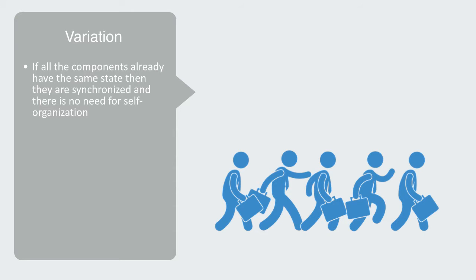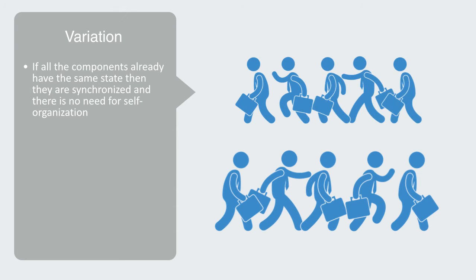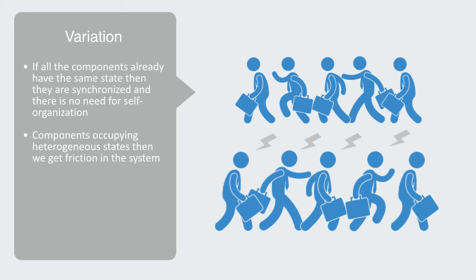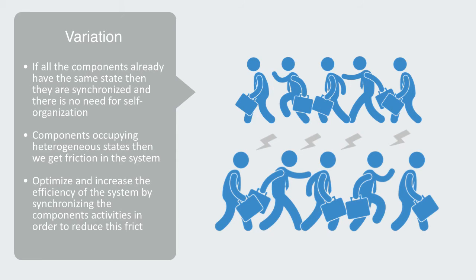It is only when there are people going in different directions, that is to say, components occupying heterogeneous states, that we get friction in the system as they bump into each other, and there is the possibility to optimize and increase the efficiency of the system by synchronizing the components' activities in order to reduce this friction. And it is often friction created by variation that drives the process of self-organization.